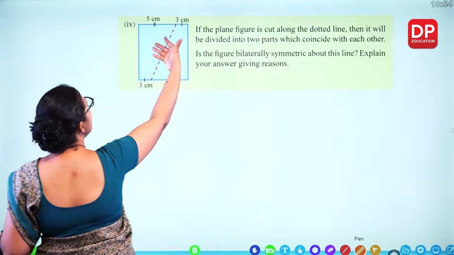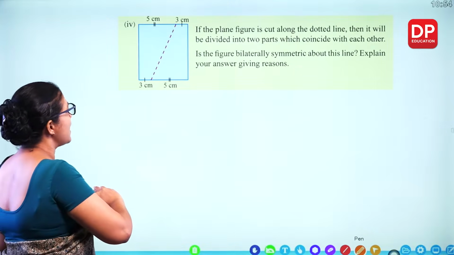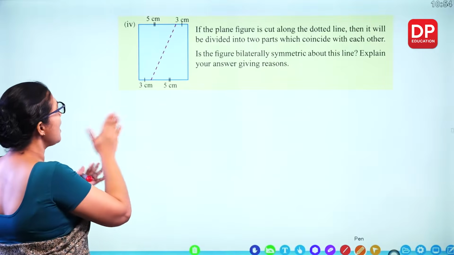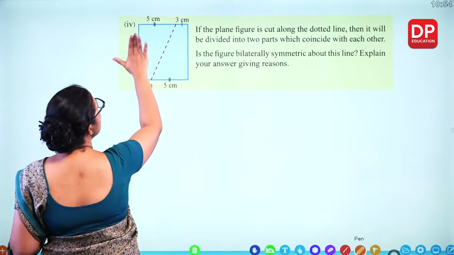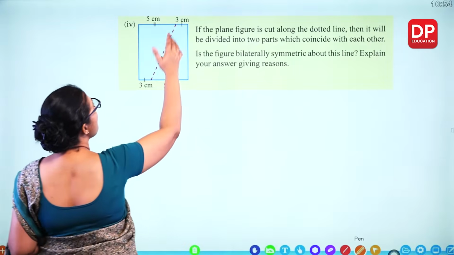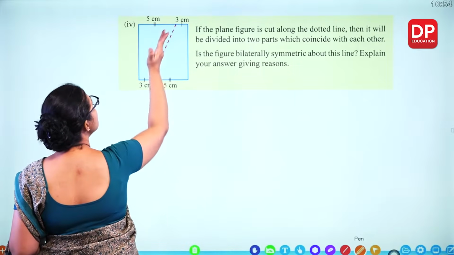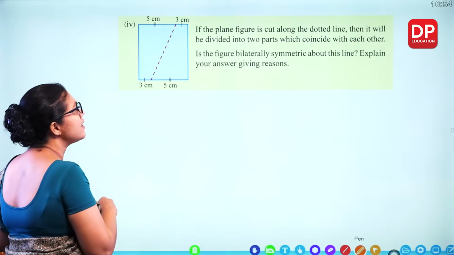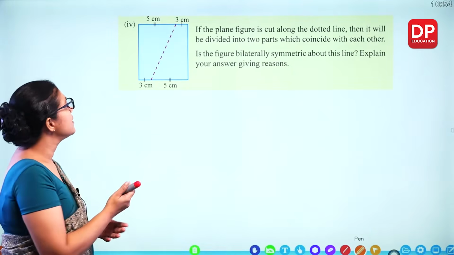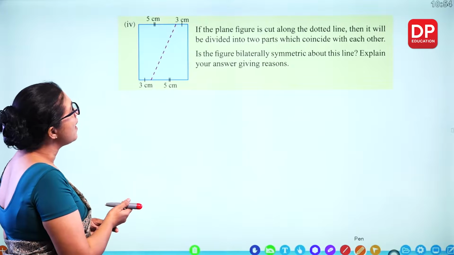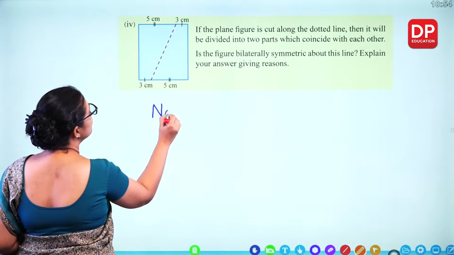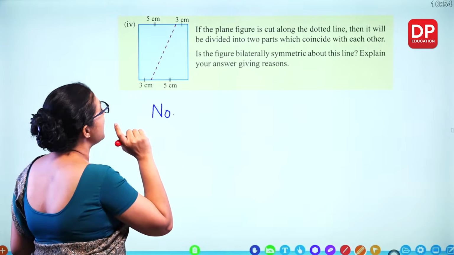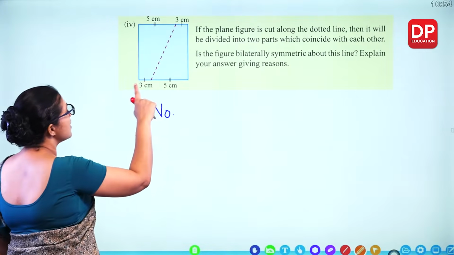So if we rotate, and you can keep it into overlaps with the other one, but not with this line. When you fold it, you are not getting the same part. Is the figure bilaterally symmetric about this line? No. Explain your answer giving reasons.